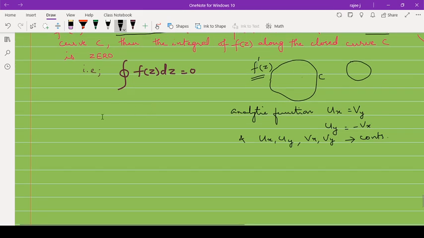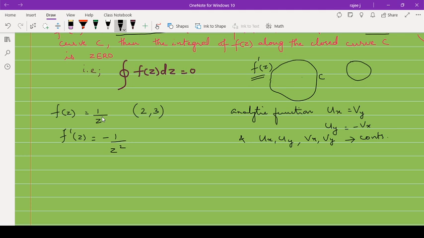A simple example: suppose I define f of z equal to 1 by z in the interval 2, 3. Whatever the value of z in this interval 2 and 3, this function will always be continuous and its derivative also. Its derivative is minus 1 upon z square, so its derivative will also always be continuous.